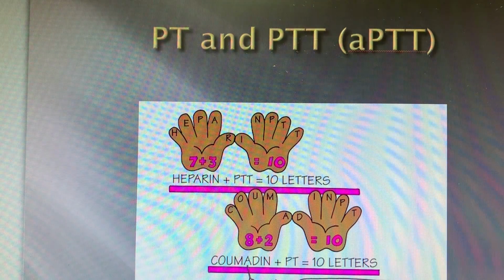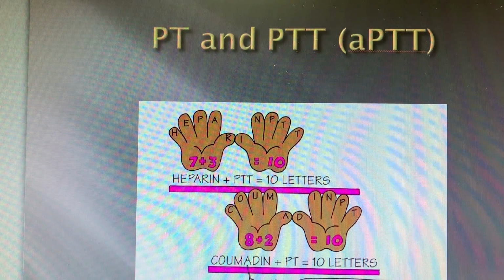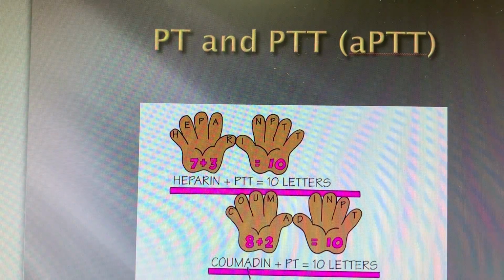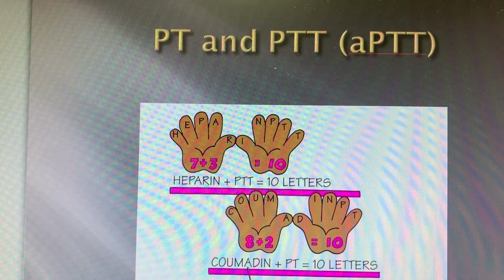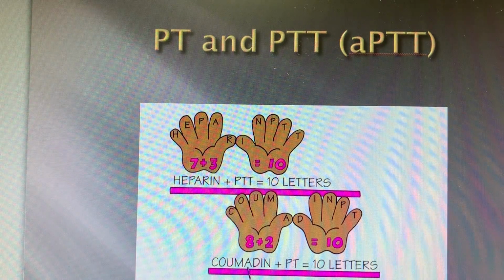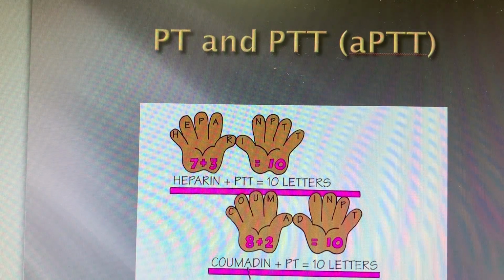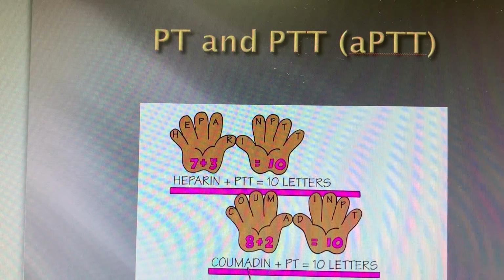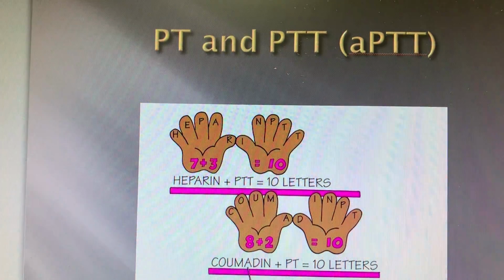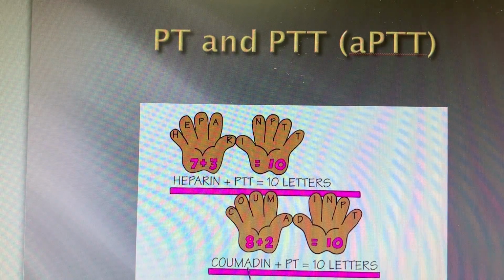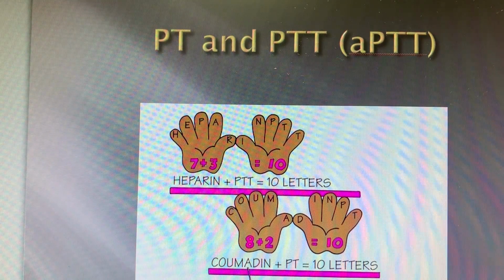The next thing that I'm going to get into is the tests that a healthcare provider would order to try to figure out your dosages of both the indirect thrombin inhibitors like heparin and your vitamin K antagonist. So one, I think, clever picture that I found is a way to remember what tests you'd give.